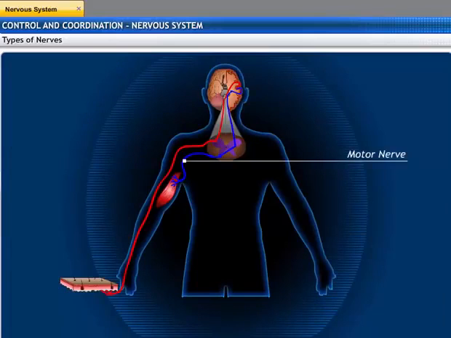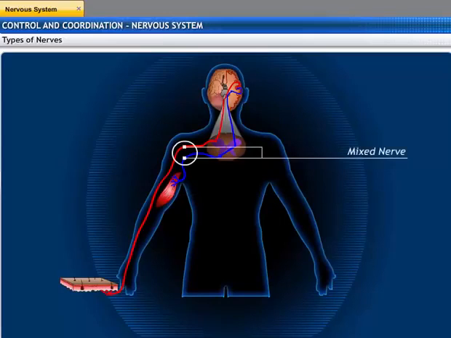Motor nerves carry messages back from the brain or spinal cord to all the muscles and glands in the body. Mixed nerves carry both sensory and motor nerves.